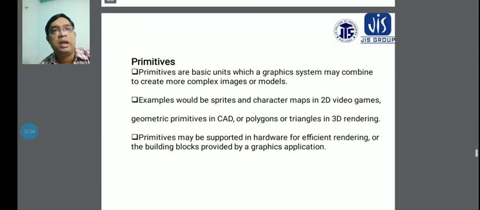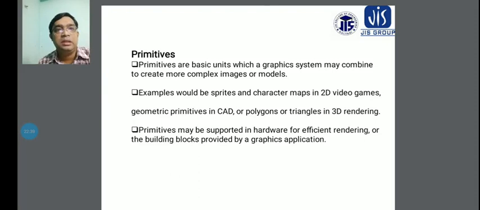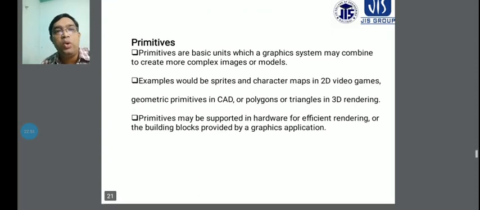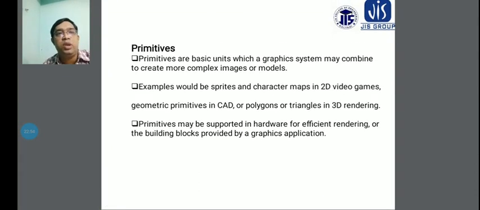And another thing here is primitives. Primitives are the basic units which a graphic system may combine to create more complex images or models. Examples would be sprites and character maps in 2D video games, graphics primitives in CAD, or polygons or triangles in 3D rendering. Primitives may be supported in hardware for efficient rendering, or be the building blocks provided by graphics applications.